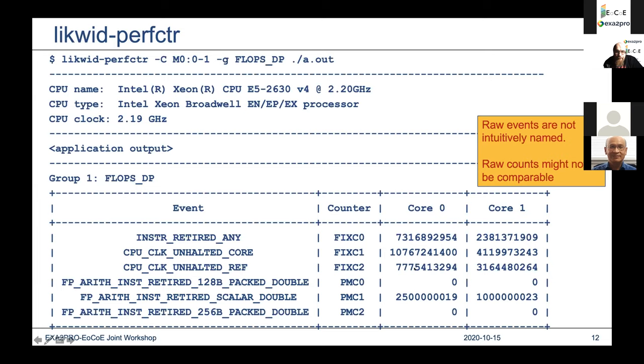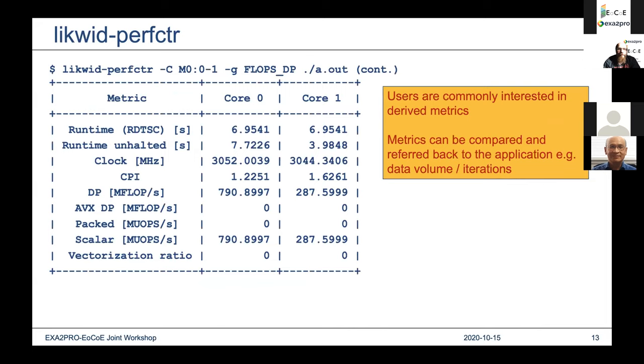And then we have three raw events for the floating point instructions, one for 128 bit vectors, so that's SSE. Then we have scalars, that's like normal single value operations, and 256 bit for AVX. But as I said, these are not intuitive, and can be more than that or less than that, or you have to use a different set. So that's hard to figure out. That's why we have these derived metrics, and they are printed afterwards in a separate table.